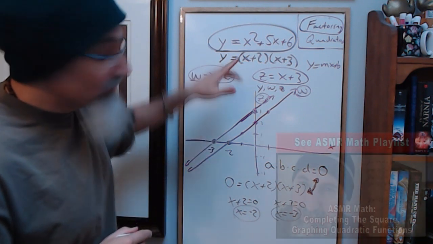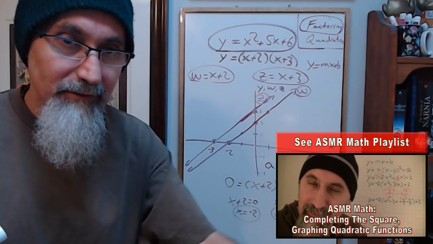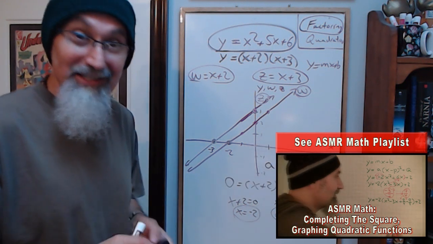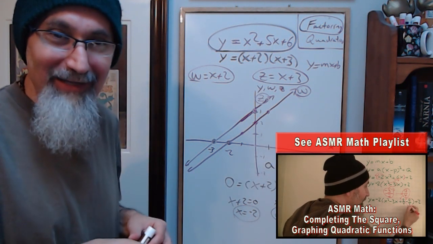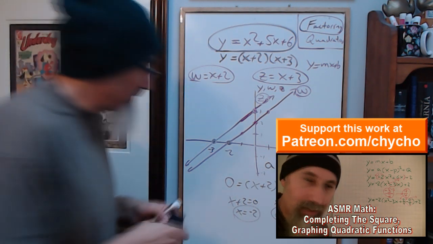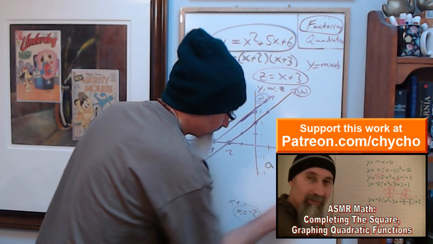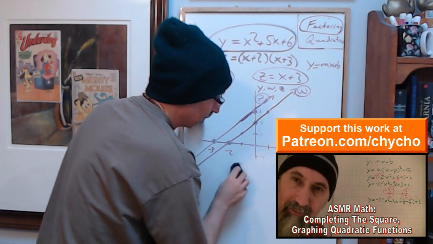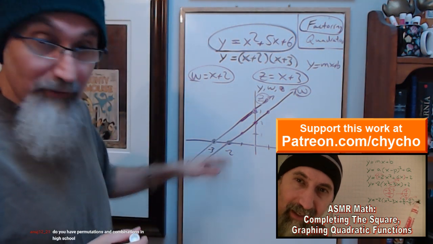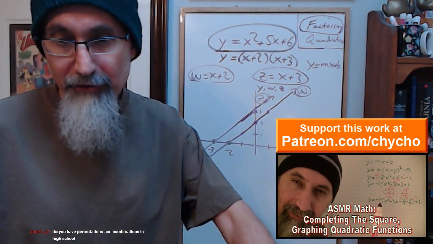Now, we can graph this using completing the square, but I don't want to do that. I want to show you another way you can look at this whole thing. This will blow you away a little bit, or it should solidify your understanding of this concept. Take a look at this. Let's create a table.